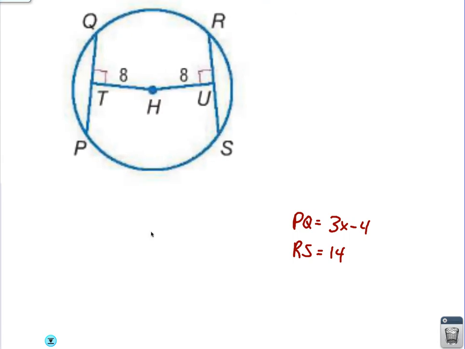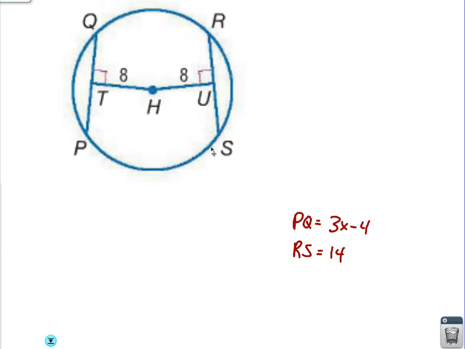There we go. You have noticed that these two chords are both a distance of 8 from the center. Did you see how I set it up? If two chords are the same distance from the center, those two chords must be equal in length. So therefore, PQ would have to equal RS. Find x, yeah.